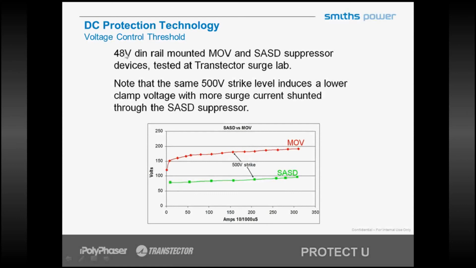The DC power is operating at 48 volts. If your protector controls at the higher voltage levels, it's missing all the opportunity to help. It's missing the transient energy.